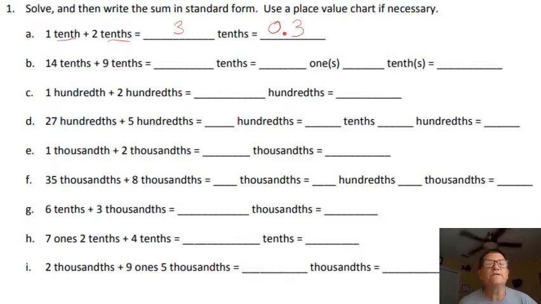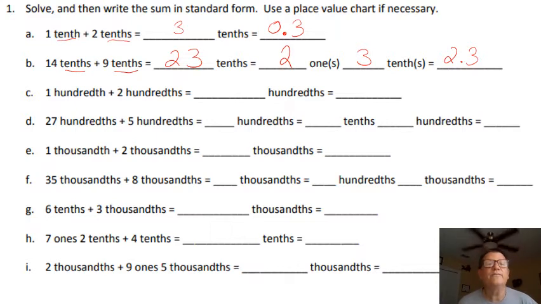Now on B, it says 14/10 plus 9/10. So once again, this is just tenths. So we're going to add these together, and 14 plus 9 is going to give us 23/10. Now if we were to rewrite this, we know we cannot have two digits in the same place value. So the 3 would stay in the tenths, and the 2 would move to the left to the next place value, which would be 2 ones, 3/10. When we write it in standard form, we know 2 is in the ones place, and the 3 is in the tenths place.